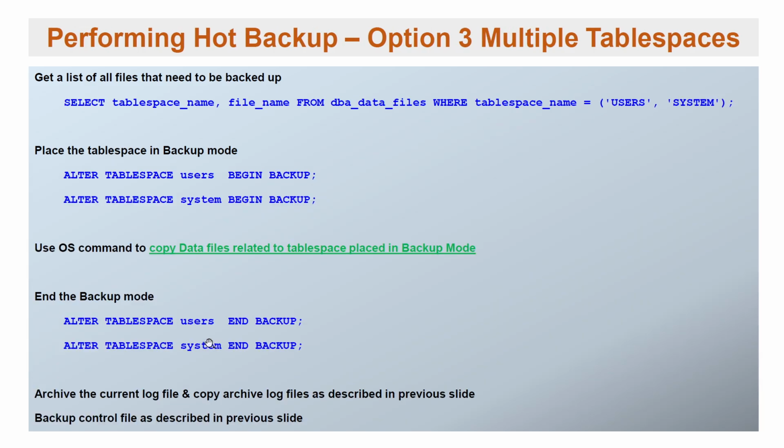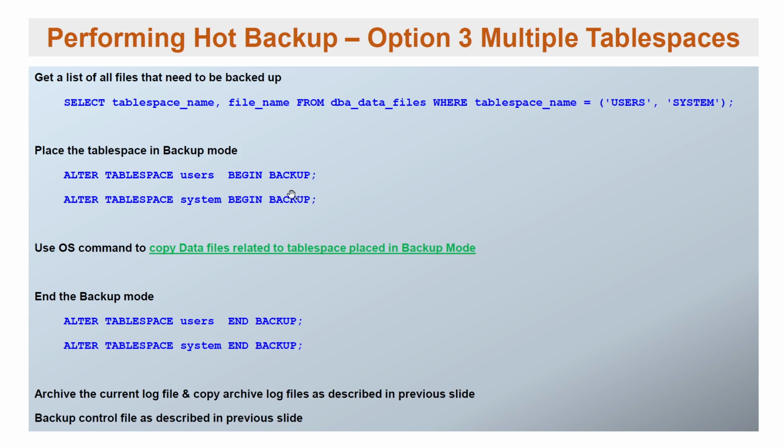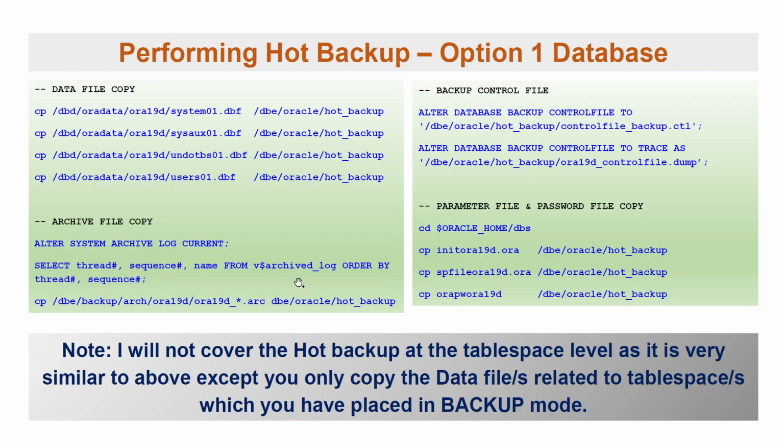Now let's see how to take the backup at multiple tablespaces. Here we placed only one tablespace and then took the backup, so you would have to repeat this for all the tablespaces. Instead, we can group the tablespaces. Here we are placing two tablespaces in the backup mode. Then we copy the data files related to both tablespaces, and once we have copied them, we end the backup. Remember, again, to archive the current log, copy the archive logs, and also back up the control file. Let's see this in detail.